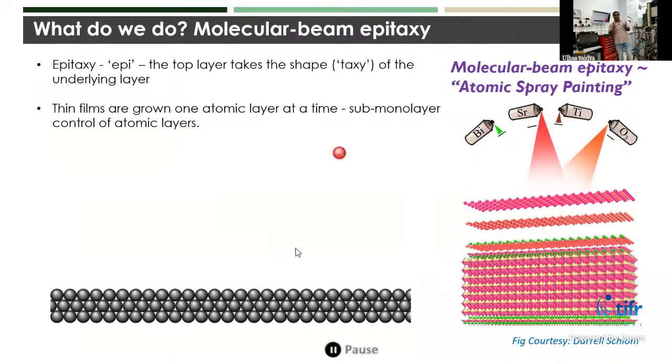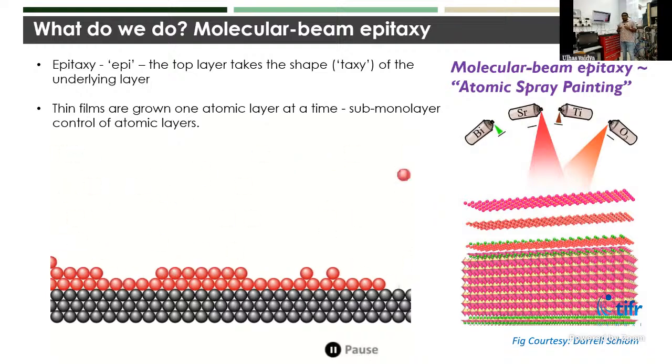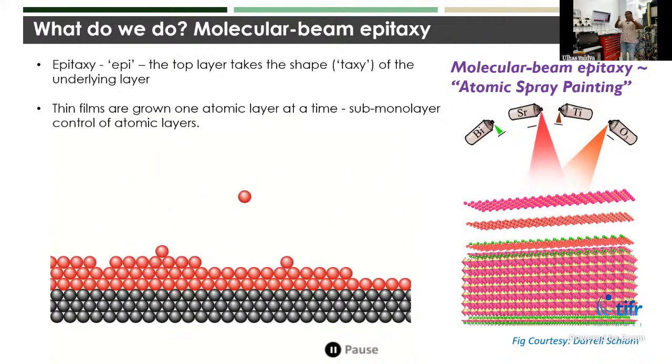And this is basically a juxtaposition of two words, which is epi, that is the top layer. This is the top layer that is being formed, which is now taking the shape of the underlying layer, which is the taxi part. And this allows us to grow these sort of materials in a bottoms-up manner.